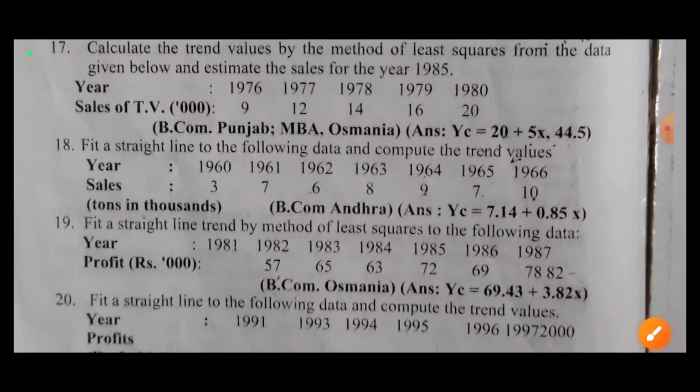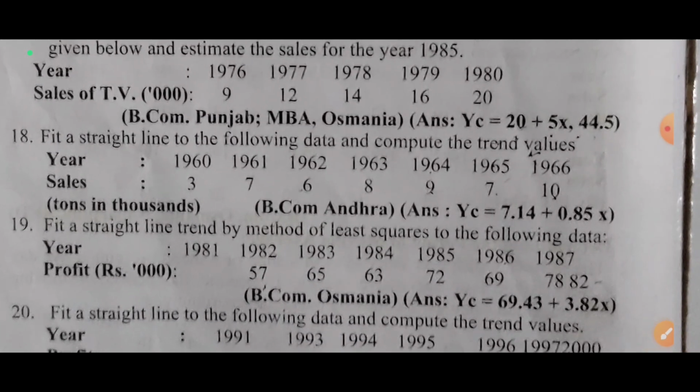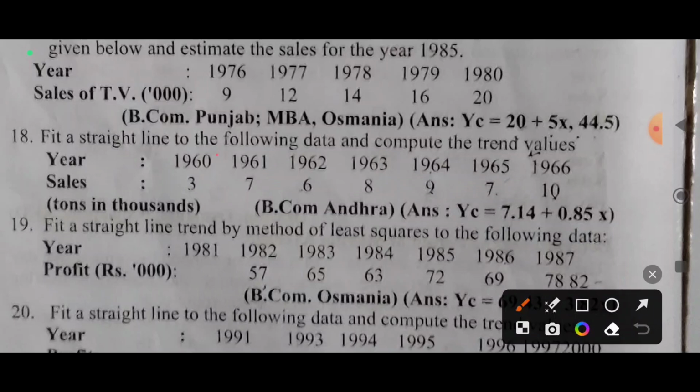Suppose it is more than 5 years, like this: 1960, 1961, 62, 63, 64, 65, 66. Years like this are there. First we need to count: 1, 2, 3, 4, 5, 6, 7. 7 is an odd number. So what do we need to do? From here deduct 1, 1.